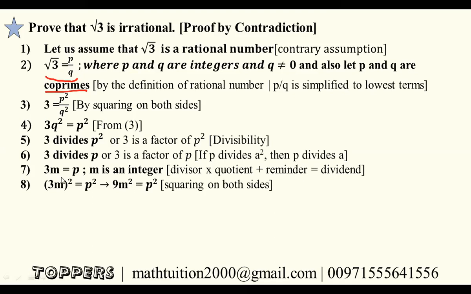Square on both sides. So 3m whole square equal to p square. 3m whole square means 3 square times m square. That is 9m square equal to p square.